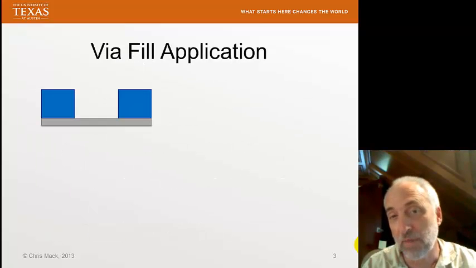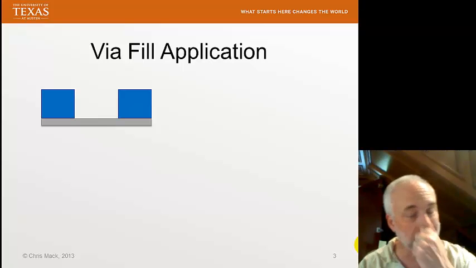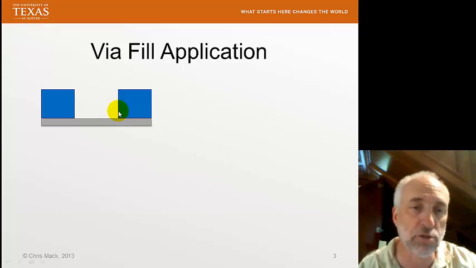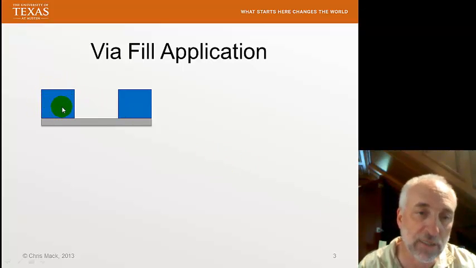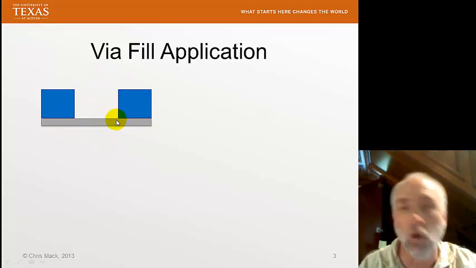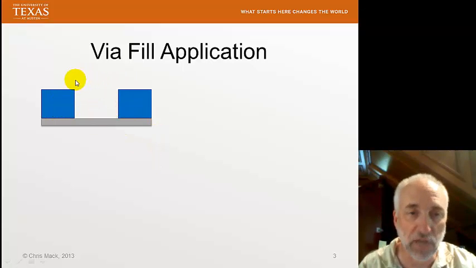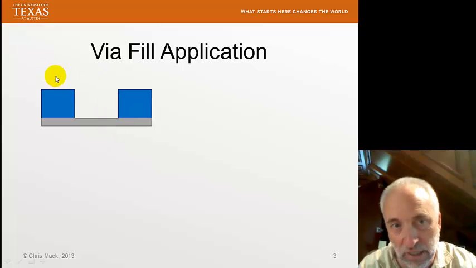Now, there are some applications, though, where good step coverage isn't necessarily a good thing. Let's look at something called the via fill application. So here I'm showing a contact hole. So think of the blue here as oxide. Here's the wafer, and I've made a hole, a small hole. I show a cross section of it, but you can think of a circular hole through the oxide, and I want to make a contact, so a metal layer that will come in and contact this.